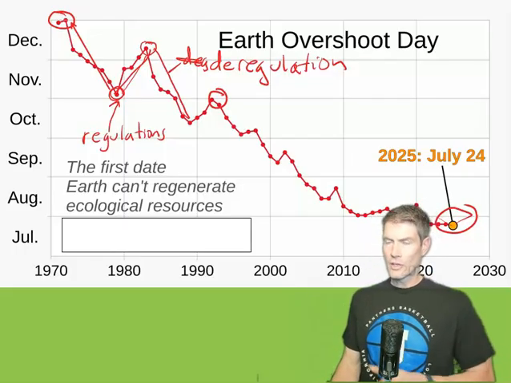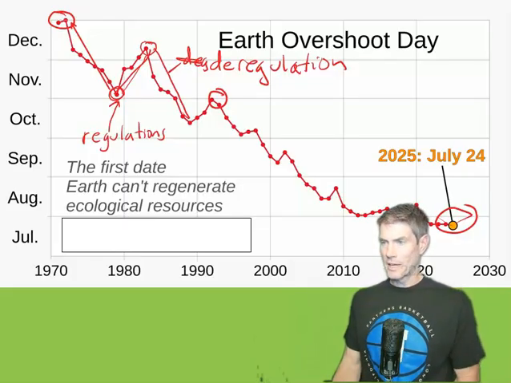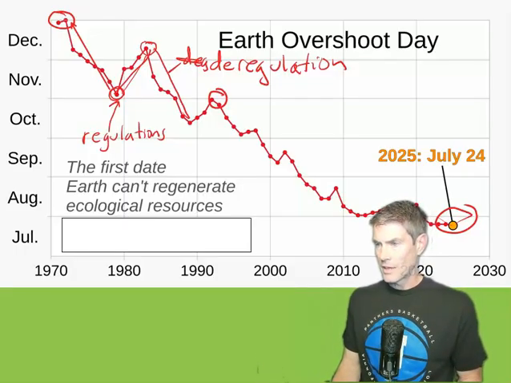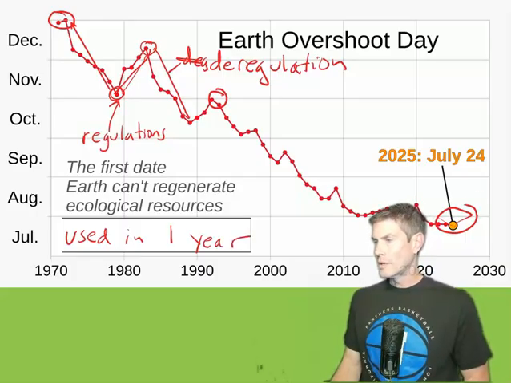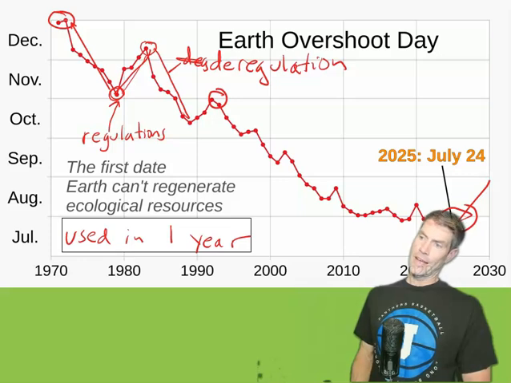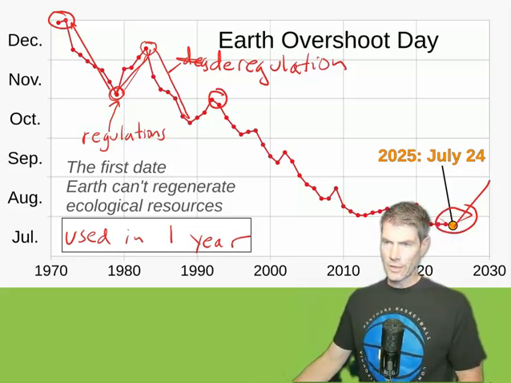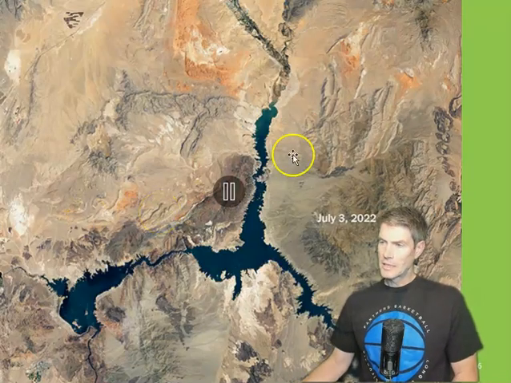But today, as of 2025, by late July, we've used all the resources that we can regenerate in a year. So after July 24th, we're going into debt, basically environmental debt. So the Earth Overshoot Day is the first day the Earth can't regenerate ecological sources used in a year. And hopefully we'll flatten that out, because if we don't, we're just going to be putting the Earth into bigger and bigger debt.